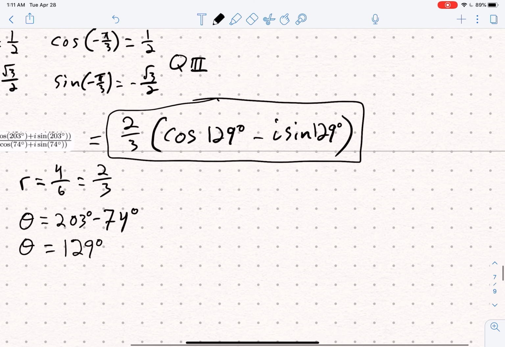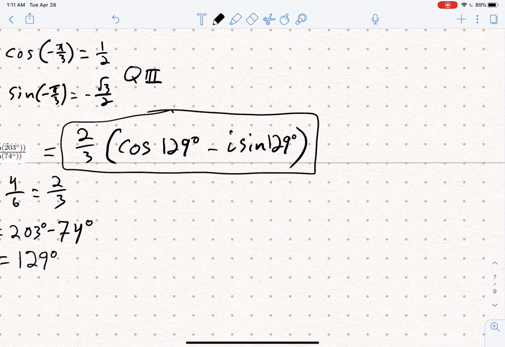And then to convert to standard form, we're going to need to find the cosine and the sine of 129 degrees. You can do this in your calculator. The key thing to watch out for is that these are numbers in degrees, so make sure that your calculator is set to degree mode before plugging those numbers in, or you're going to get something very bizarre. When I plug them into my calculator, I get cosine of 129 degrees is equal to... I don't have it handy, so we'll have to look it up.